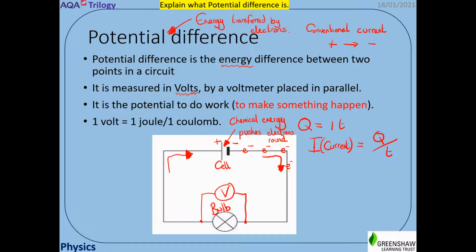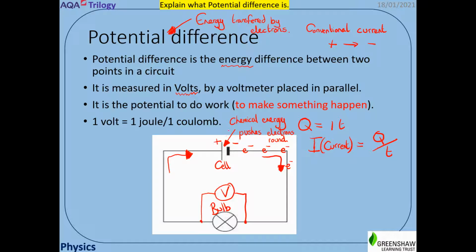Okay, so the chemical energy from the cell pushes the electrons around the circuit. You've got to have a cell in order to have that energy there to be pushing them around. Those electrons won't move without some form of energy. They'll move in random directions, but they won't move in a specific direction without some form of energy.